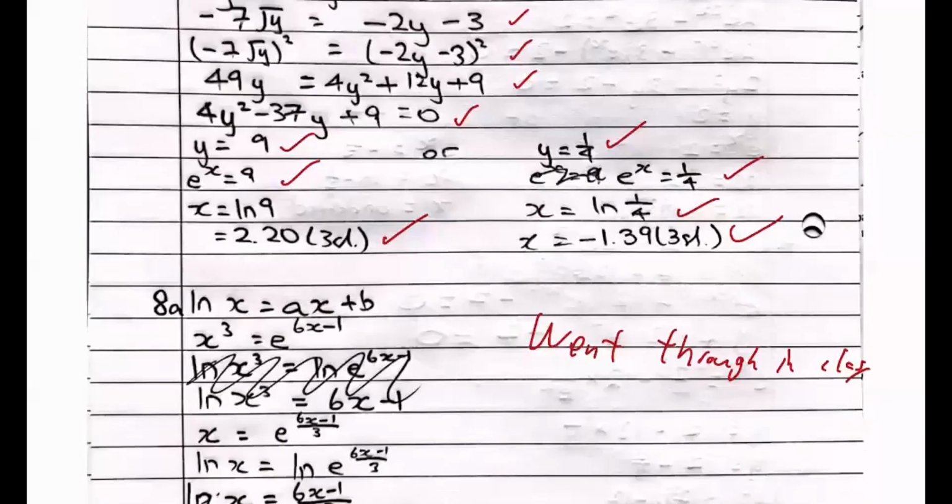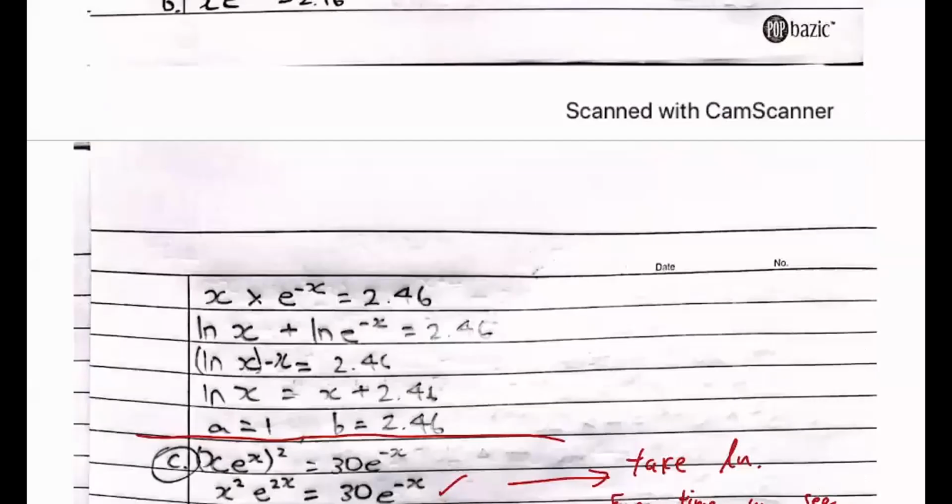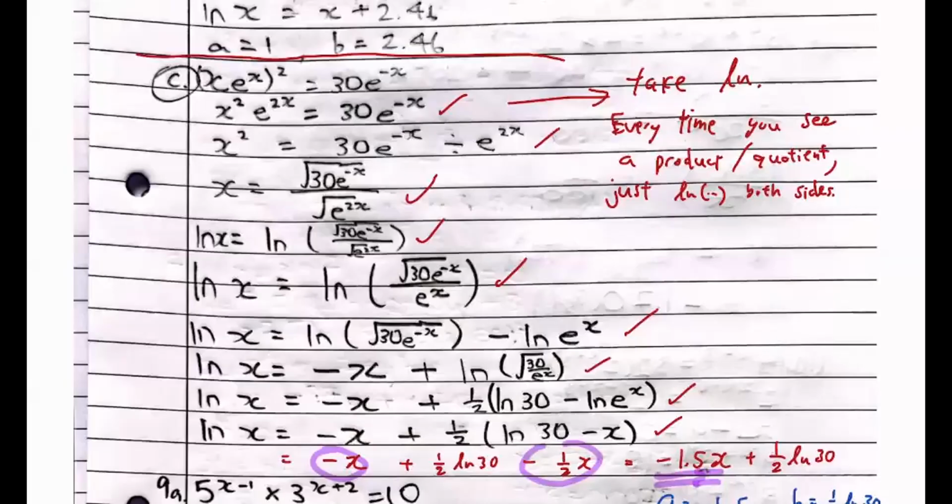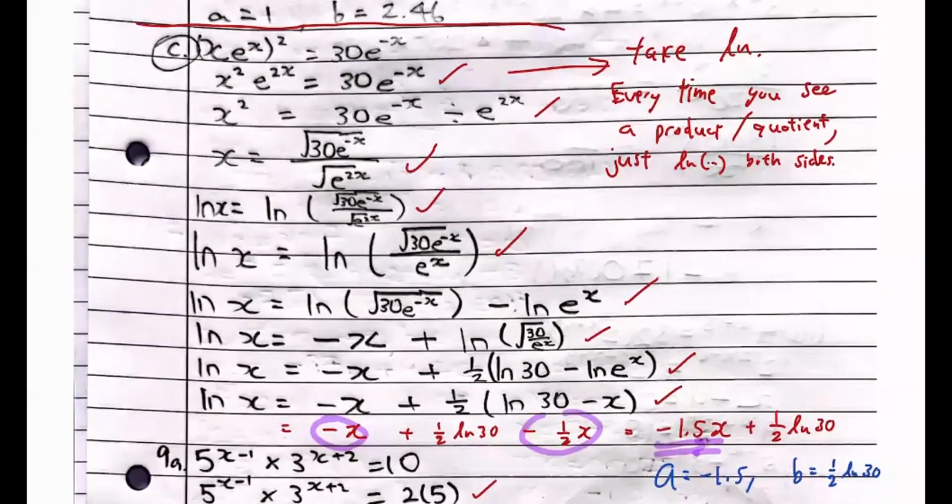Moving on. This one went through in class already. Don't need to go through. Part C. Okay, what you did is correct, but a bit long-winded. You should just ln straight away.